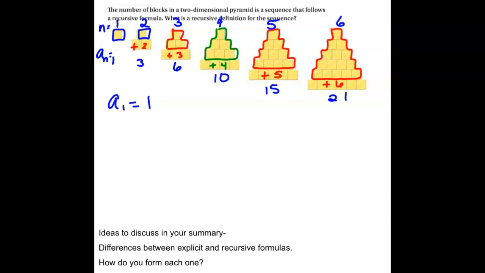So my first term is a 1. My nth term is going to be the previous number plus its n value, its position. So to get the third term, I take the previous number, add 3. To get to the fourth term, I take the previous number and add 4. So I'm just going to keep adding my n value to keep going. So I take the previous number, a sub n minus 1, and I'm just adding n to it.